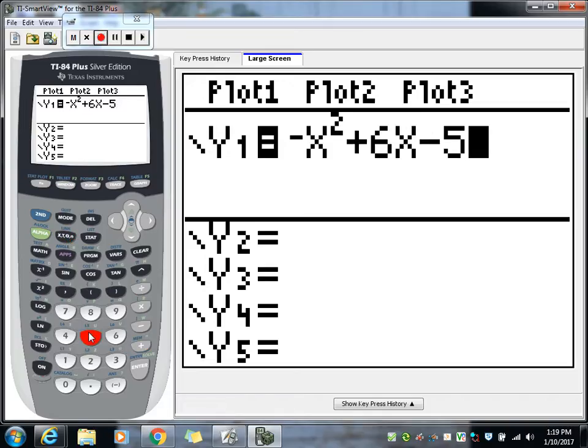I'll give everyone a chance to plug that in. Yes, Jack, did you find it? Yeah. Okay, good. You got it plugged in there? Not on your phone, on your calculator. Come on.